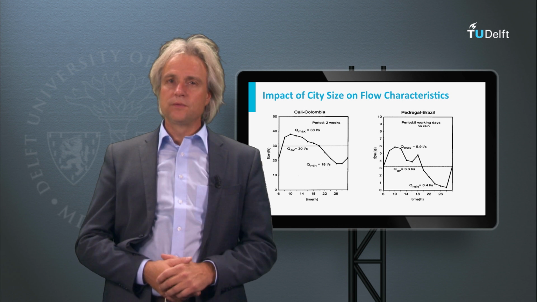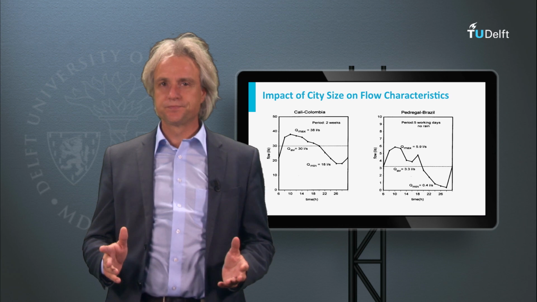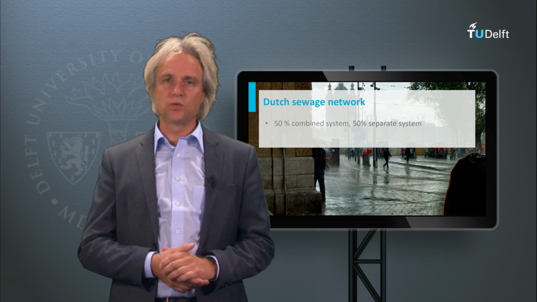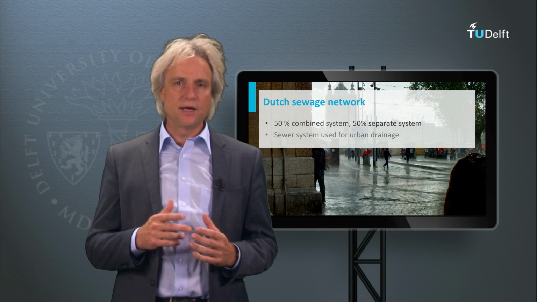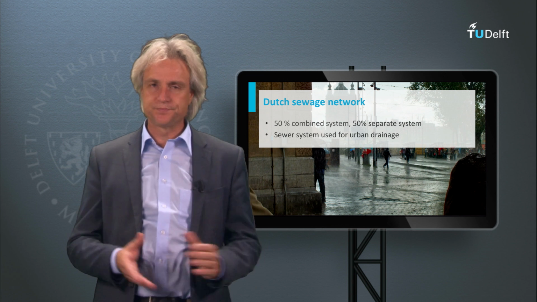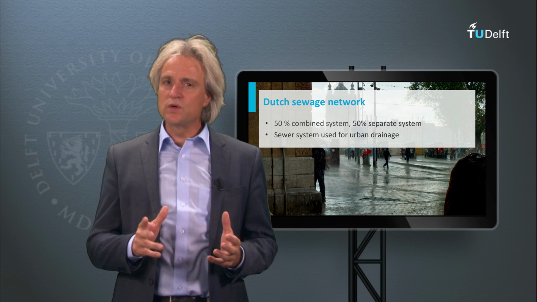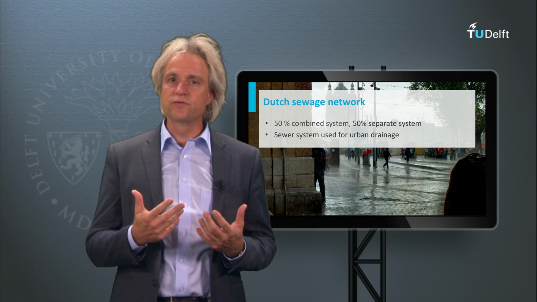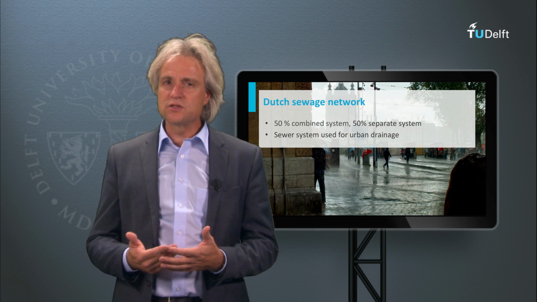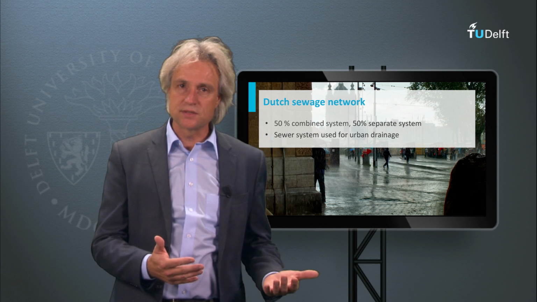The flow pattern will drastically change under rainy weather or storm conditions. In the Netherlands, about 50% of the sewer network consists of a combined system and the other 50% of a separate system. What does this mean? In addition to domestic sewage conveyance, the sewer system generally is also used for urban drainage, the conveyance of rainwater from the paved area, preventing water nuisance on the streets.